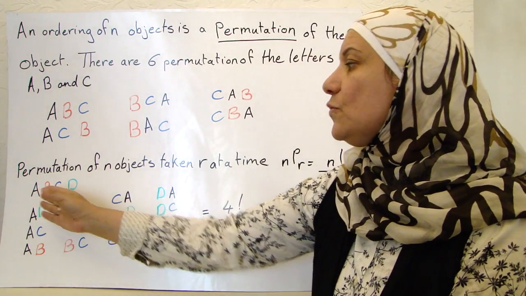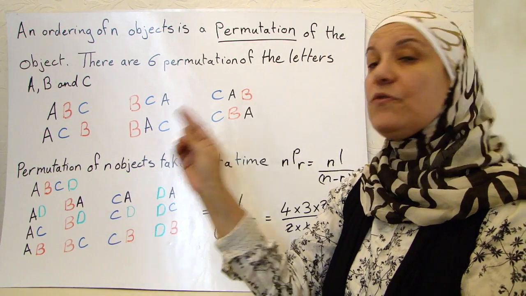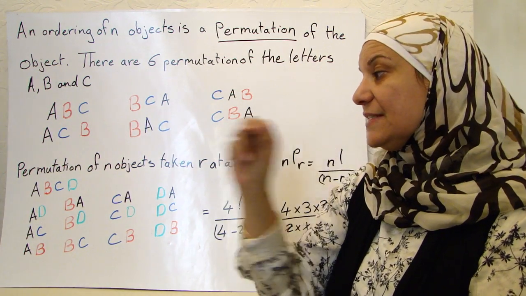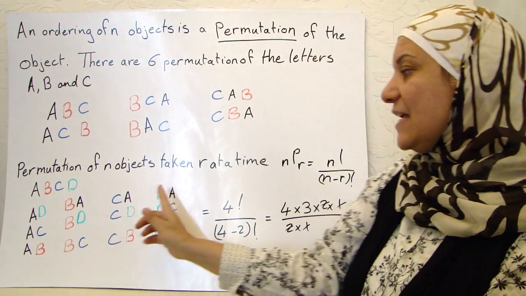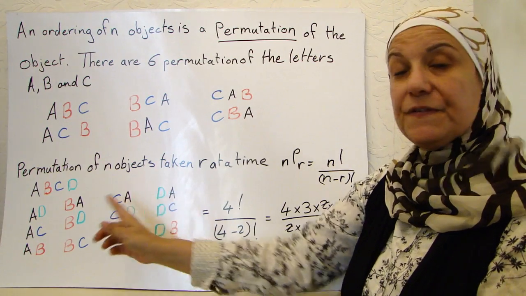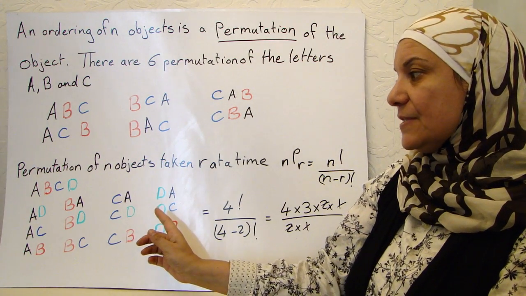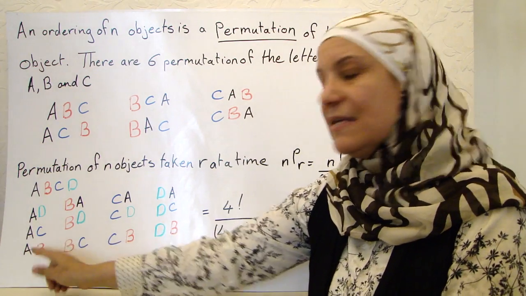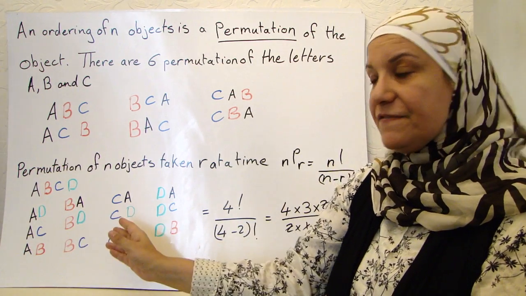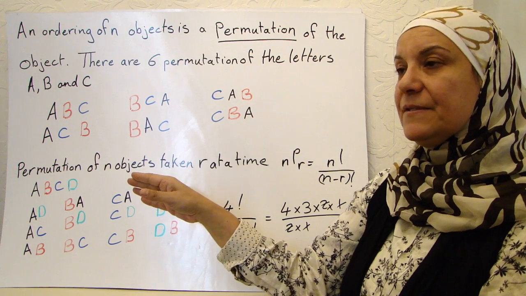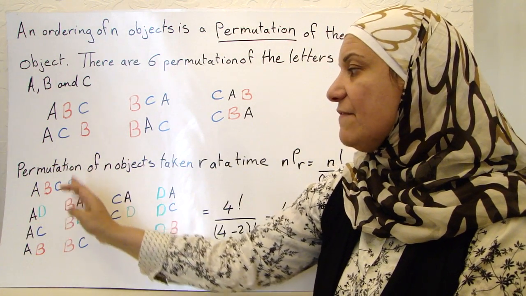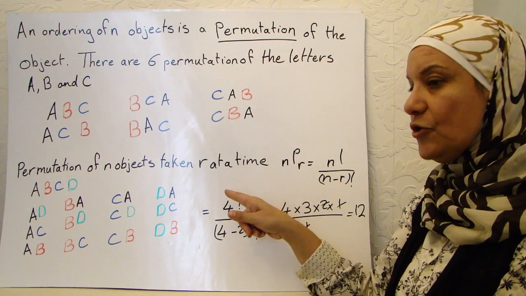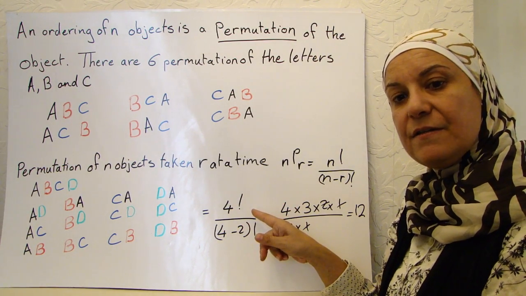If I have those 4 letters, and I only want to select 2 at a time, and the order is important, which means that AD is not the same as DA. They are 2 different permutations. The same with BA, which is not the same as AB. Each of them is different. So how many of those can I have? The whole numbers I have are 4. 1, 2, 3, 4. So that's the number I'm going to put on top here with the factorial.